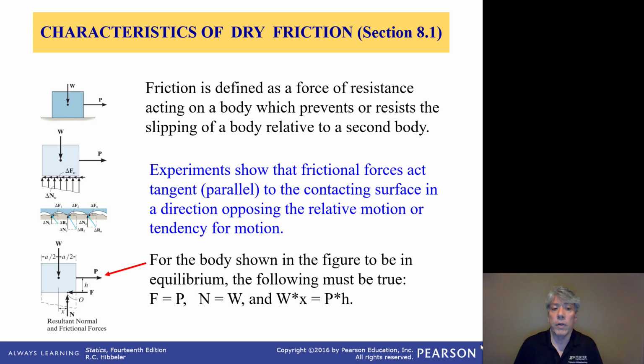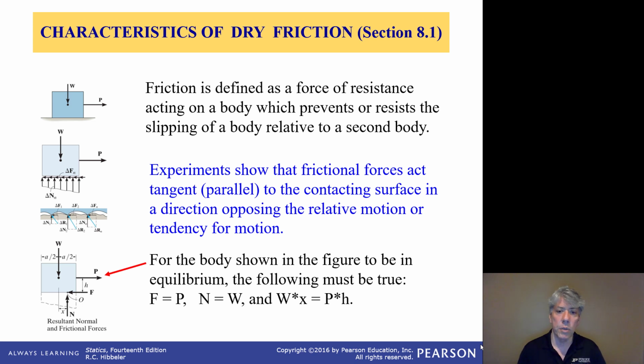Now, the box could be moving. That's okay, but P would still have to be equal to F. Otherwise, the box will start to accelerate, and that's a different class. That's dynamics. I'll let you worry about that one later. For right now, it's statics. And for static equilibrium to be satisfied, the pulling force and friction force have to be equal to each other, which again suggests that friction is a reactionary force, because you get to decide how hard you pull, right? How much force P you apply to it, and then friction reacts to that.